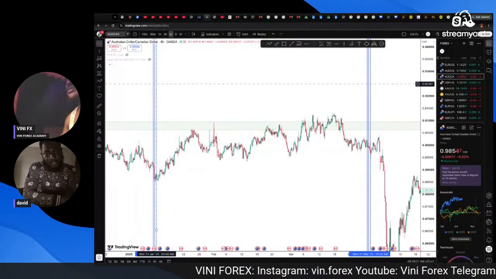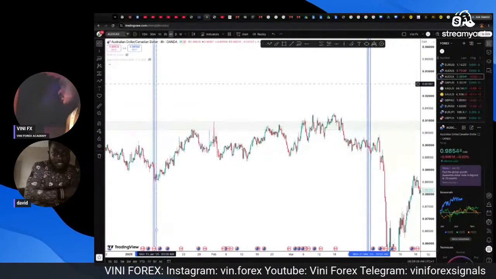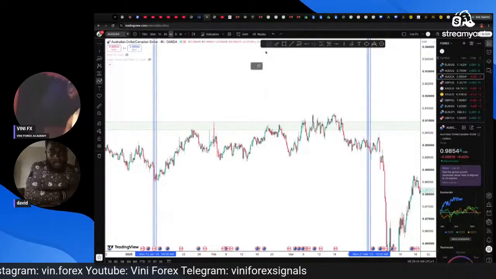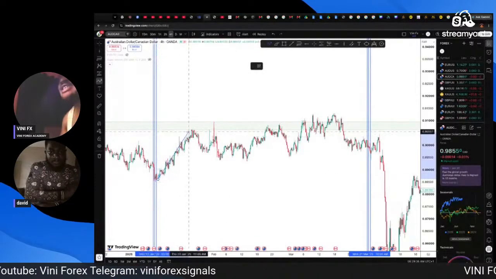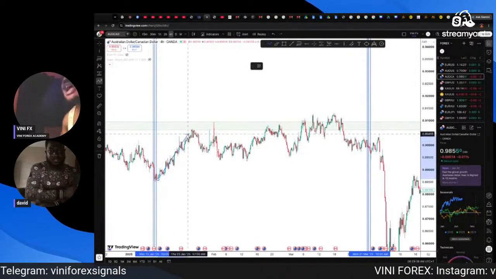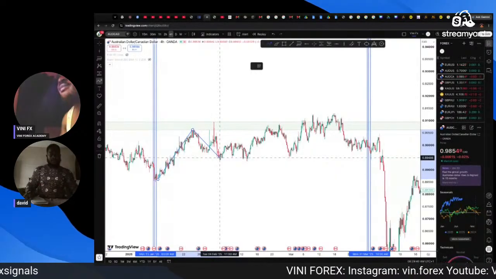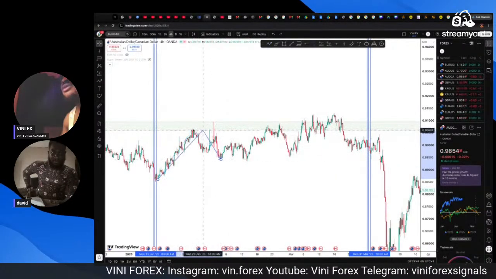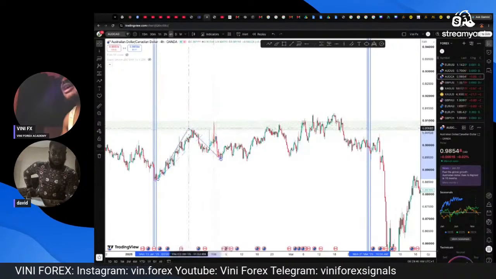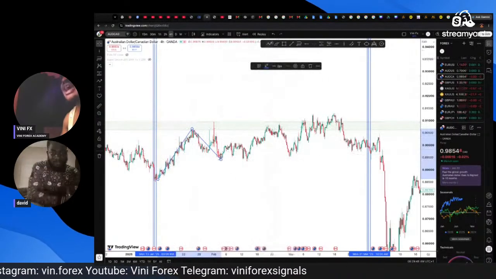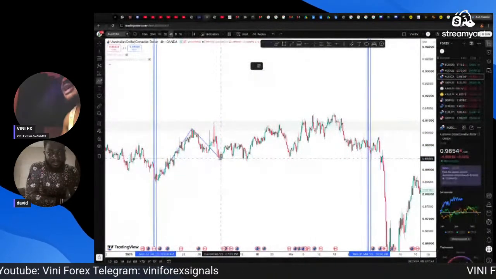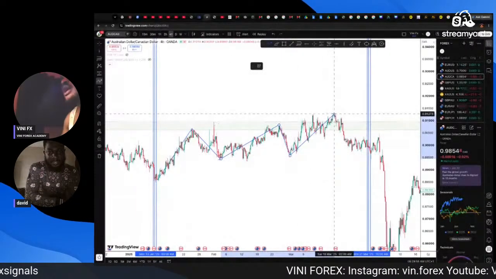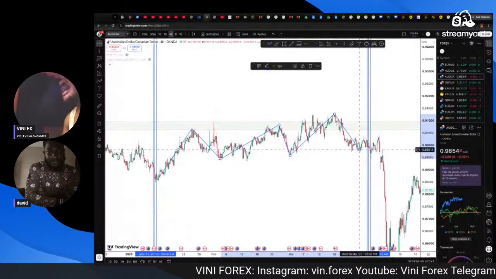Why do you say it's an uptrend? Because the market is going up. It went up simply because it's making higher highs and higher lows. Here is the high, and here is the low. Let's use here as a high. Here is the low. And here is a higher high. And here is a higher low. And here is a higher high. And here is a higher low.